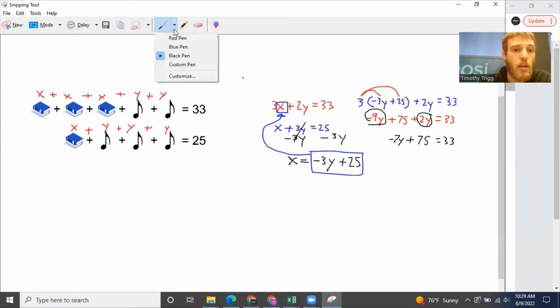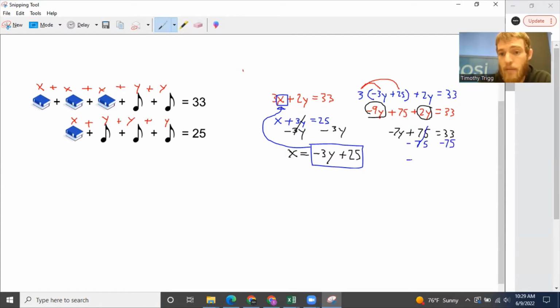Let's go ahead and finish up. Let's continue solving for y. The next thing I would do is subtract 75 on both sides of the equation. By the way, I hope you're writing this all down. It'll make a lot more sense if you follow along and write down everything I write. Even if you don't fully understand everything, that's okay. Writing it down will help you gain understanding. Okay, 33 minus 75. Well, that's going to be negative 42.